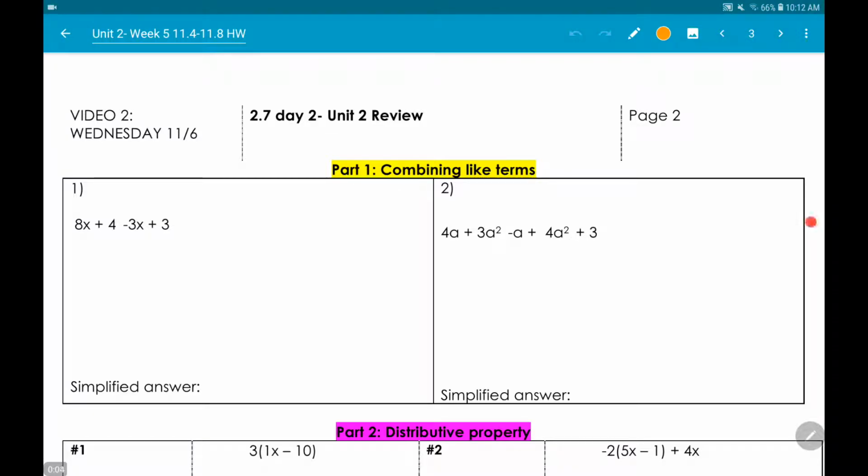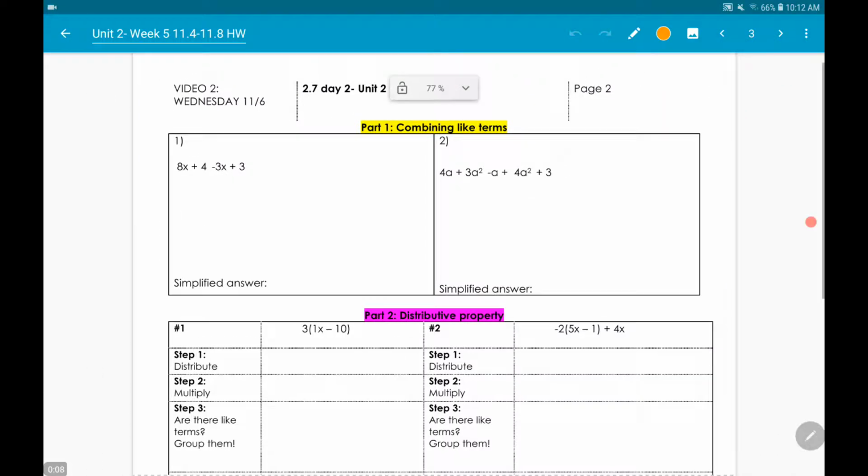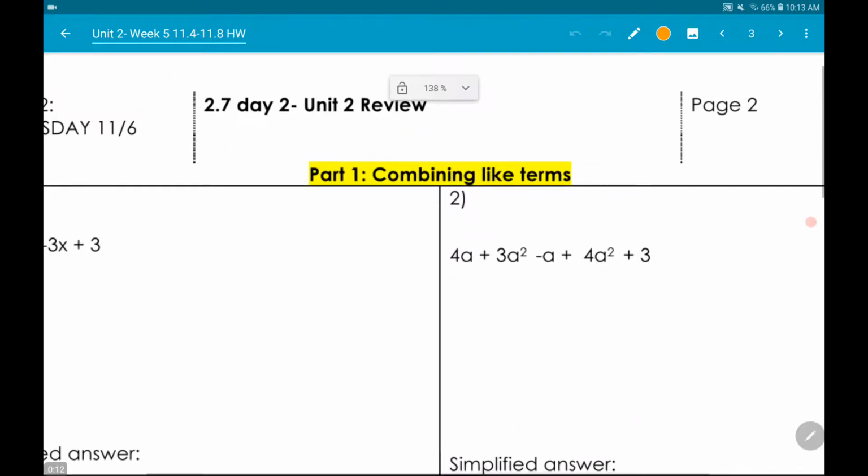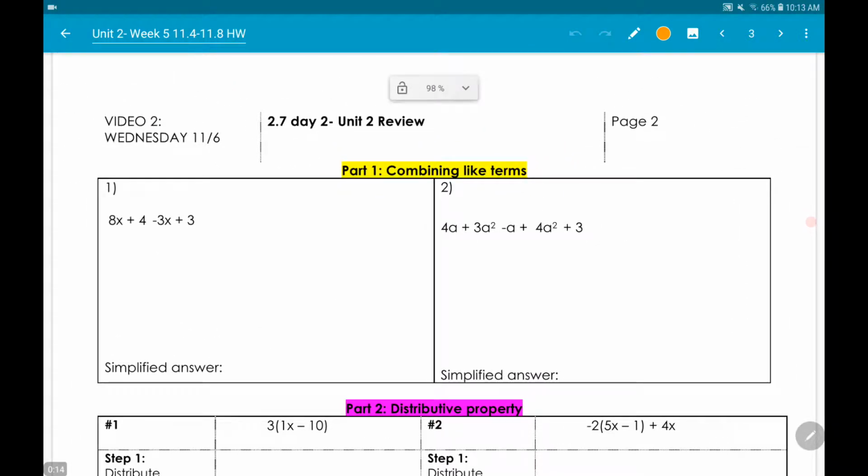So the two big takeaways from this part of the unit were combining like terms and the distributive property, and then checking for equivalence. Okay, so first, combining like terms. A like term is a term with the same variables and same exponents.